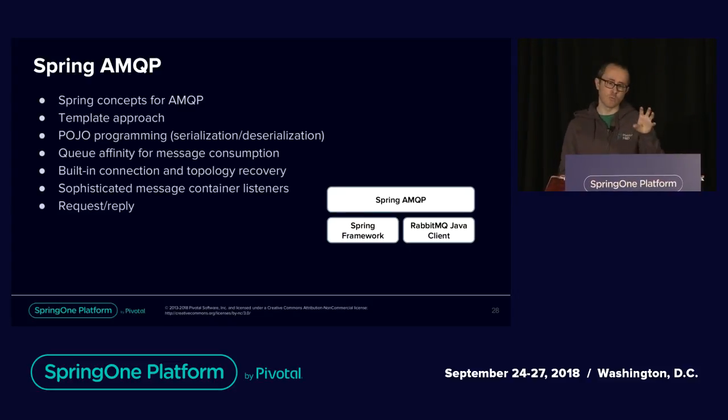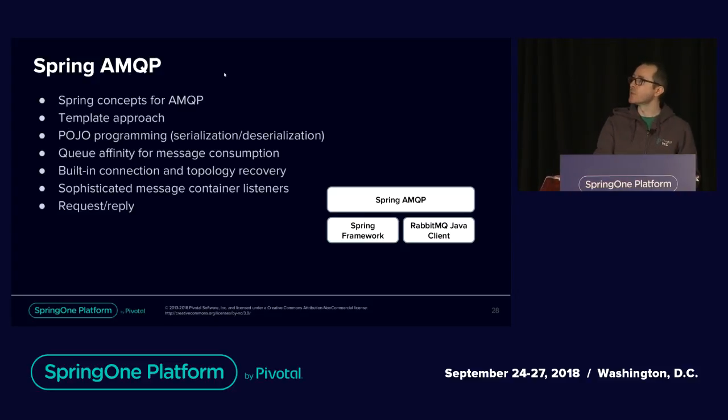There are more advanced features like queue affinity, if you want to consume as close as possible to the owning node of a queue in your cluster. Spring AMQP can compute this automatically. Spring AMQP also has built in its own connection and topology recovery mechanism, and sophisticated message listener containers with a lot of options regarding threading, acknowledgement, transactions, and so on. Under the covers, Spring AMQP uses the RabbitMQ Java client.